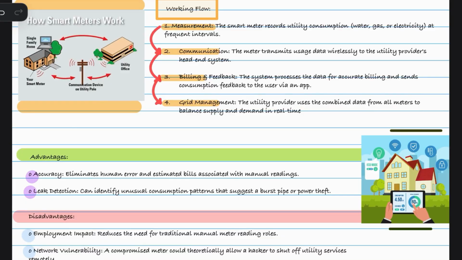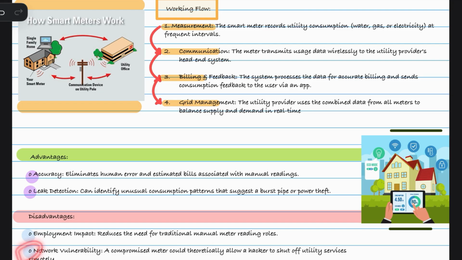Then comes the pros and cons. If we talk about the advantage, there is an extreme billing accuracy that completely gets rid of human data entry errors and the estimated bill. All right, and there is also leak detection that prevents massive resource loss as well. But here comes the disadvantage, that there is a distinct employment impact as well, as it reduces the need of traditional manual meter reading labor roles. So it reduces the employment and thus leads to unemployment in such poor or underdeveloped cities. It might be an issue.